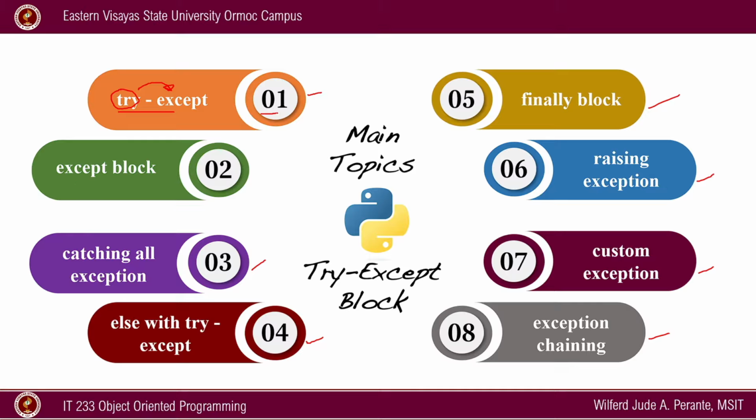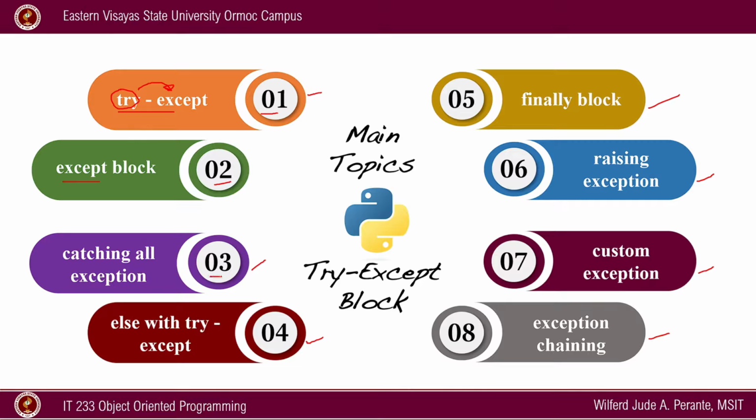Number 2, the except block. The except block is executed if an error occurs in the try block. So you can specify the type of exception that you want to catch. Pwede ditong specific kung ano ang error na pwede nyong kunin niya. Okay, so yun yung meaning.